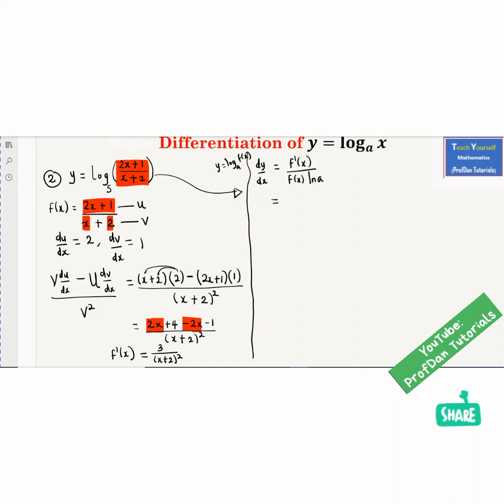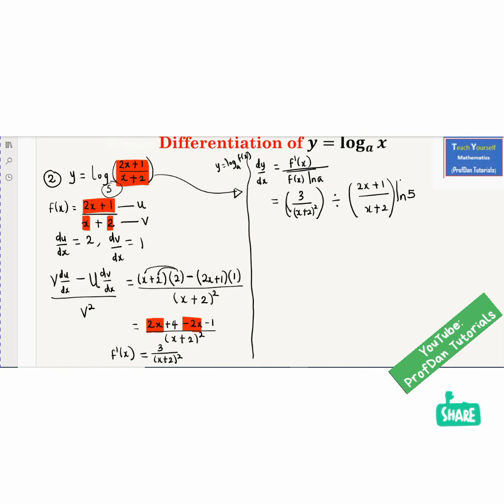We have f prime of x, let's put it in as 3 over x plus 2 all squared. So we have this divided by f of x. F of x is 2x plus 1 over x plus 2, multiplied by ln a. And what's that going to be? Ln of a. Our a in this case is 5, so we have ln of 5.